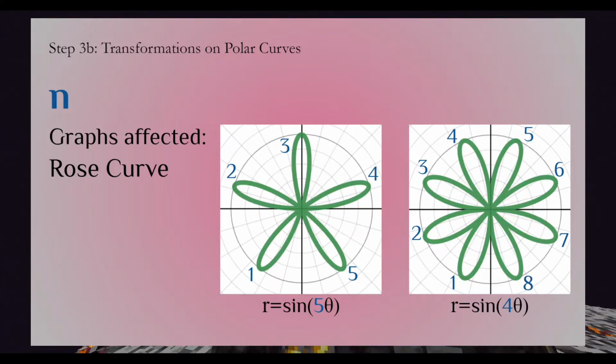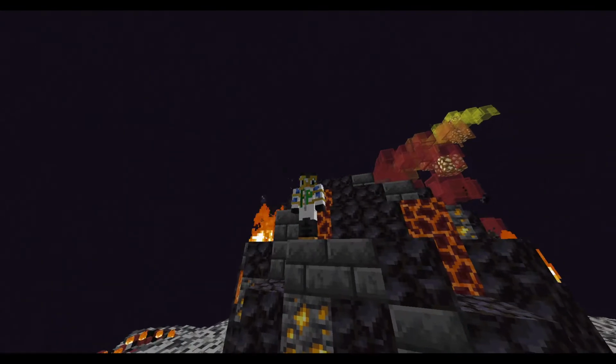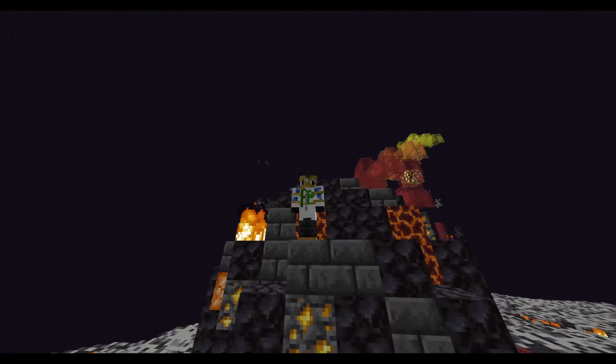You can also reflect the graph across the x-axis by swapping the sign of n. Remember, because we are now in the polar coordinate system, we will use r and theta instead of x and y, so we will not change r and theta.